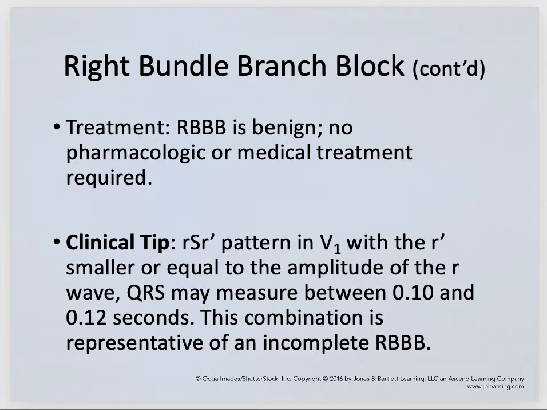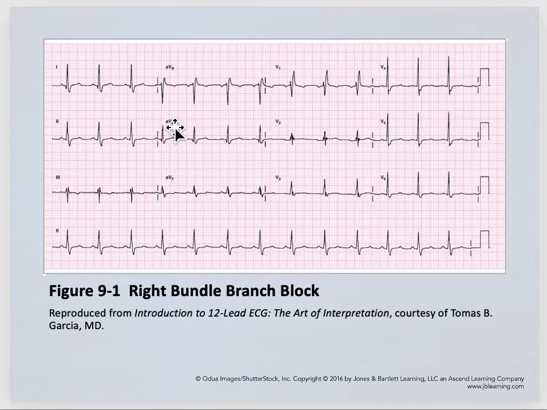So what are you wanting to think? An R prime pattern in V1, the R prime smaller or equal to the amplitude. When I talk about prime, you're thinking, what in the heck am I talking about? When you think about an R prime, think about how we don't usually see this notch, right? The R is one, it should just be one R wave, right? So QRS. Here we've got like a second R wave.